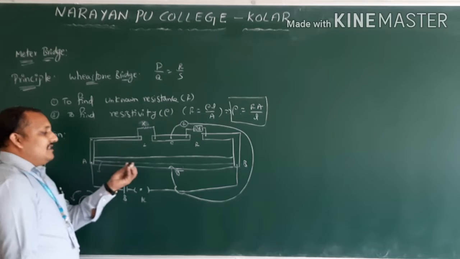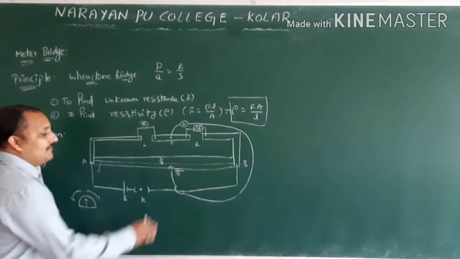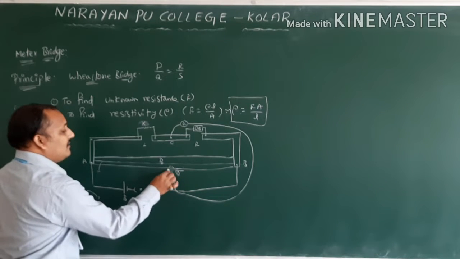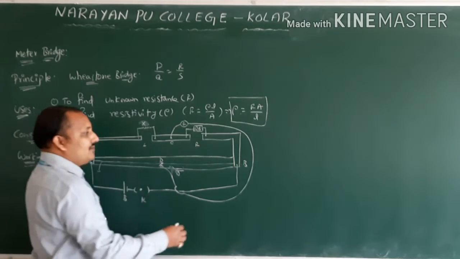You move this jockey on this side. Somewhere you got deflection 0. That is nothing but D. Now this jockey is on D. Now how it is equivalent to Wheatstone bridge? Just I am going to draw.